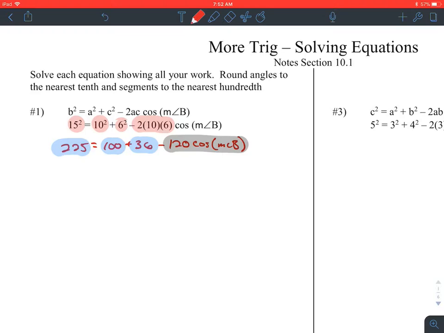So simplifying each side of the equation, the 225 is on a different side, so we'll leave her there. 100 plus 36 was 136. Bring down the minus 120 cosine of the measure of angle B. It does not have a like term. Then, in an effort to try to get this term by itself, we're going to subtract 136 from both sides of the equation.